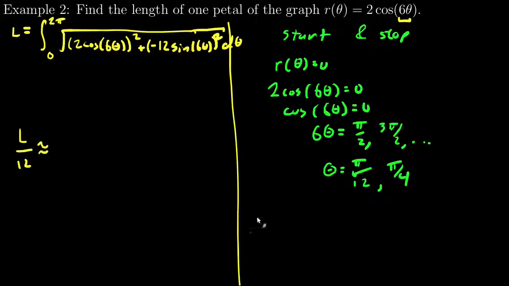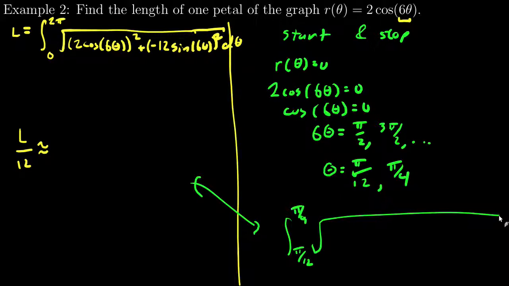And this final answer should be the same as the integral from pi over 12 to pi over 4 of the same integrand, 2 cosine 6 theta squared plus negative 12 sine 6 theta squared d theta. All right, let me go back to the calculator. I should have this answer.